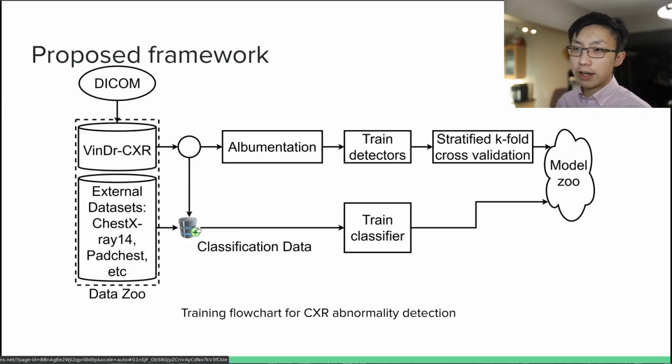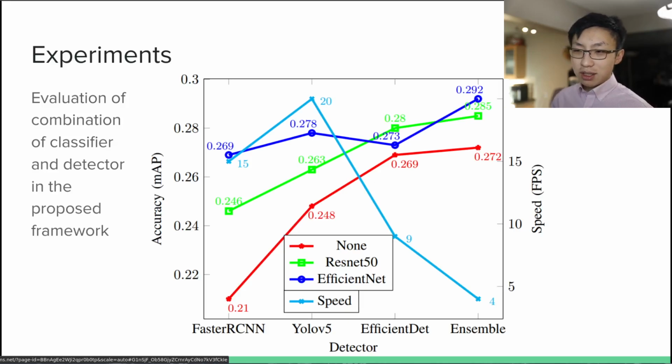If it has an abnormal finding, then we select a detector or ensemble all 3 of the detectors to localize abnormalities. Finally, we ensemble these detectors using weighted boxes fusion into our final bounding box output. Let's look at our results and findings.